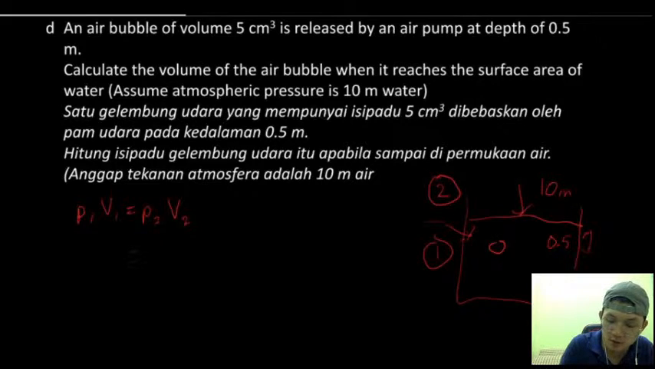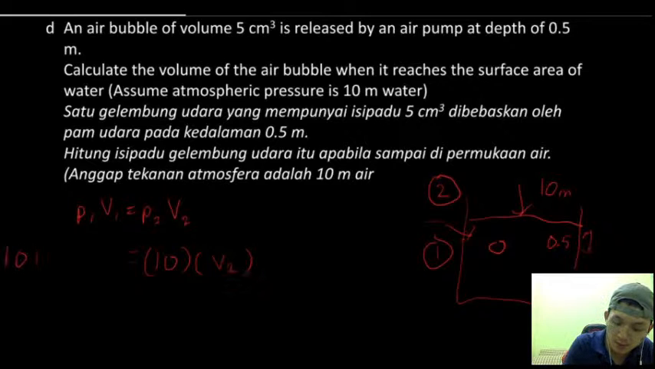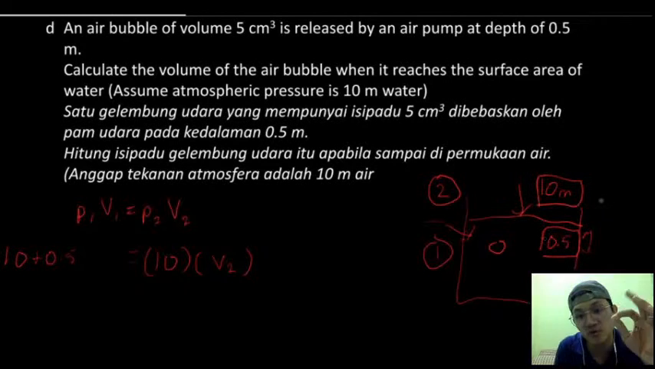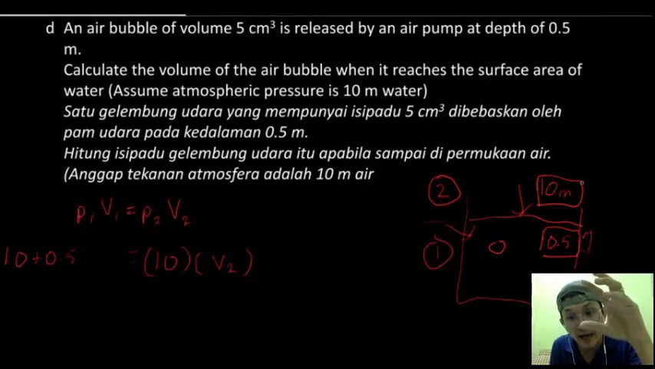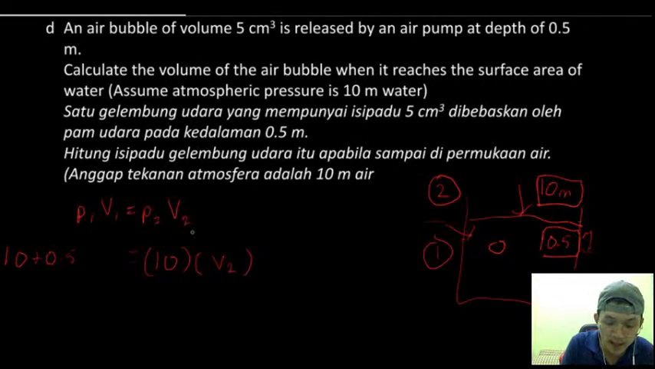Okay? So, P2 dekat sini ialah 10 meter. Okay? P2 dekat sini ialah saya tak tahu. Okay? P1 dekat sini ialah 10 plus 0.5. It's because at this point, saya kena tambah tekanan daripada sini dengan tekanan di sini. Tekanan daripada atmosfera ialah 10 meter air. Tekanan air itself is 0.5 meter. Okay? Dekat permukaan air, sini ialah 10 plus 0 sebab dia duduk atas permukaan. So, it's 0. Alright? And then we have V2.